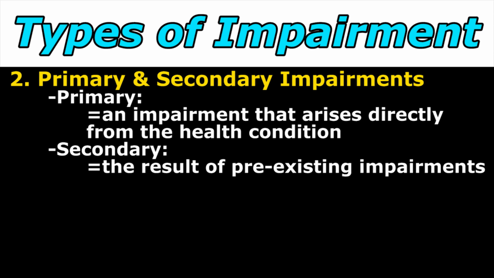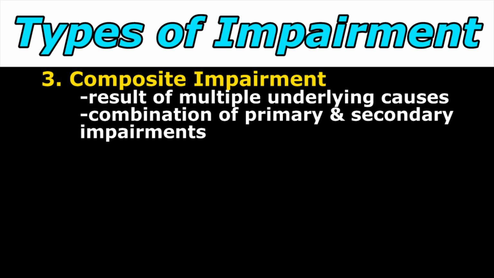Primary is an impairment that arises directly from the health condition, while secondary may be the result of pre-existing impairments or the primary impairment. And the third type is the composite impairments, which is a result of multiple underlying causes, and that is the combination of primary and secondary impairments. The second key term of ICF is what we call the activity limitation.